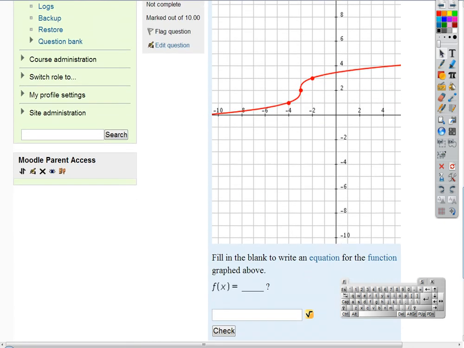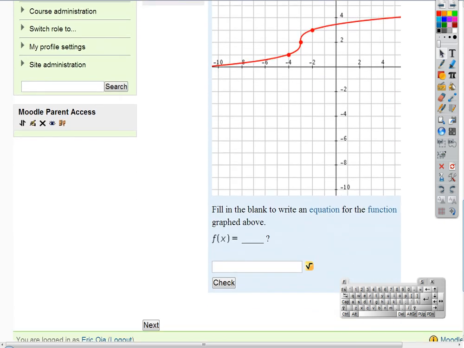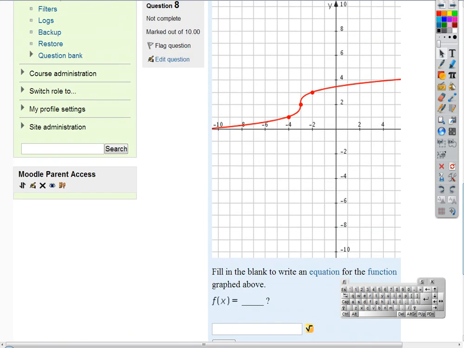Let's see, what are we doing here? It wants us to fill in the blank to write an equation for the function graphed above. Okay, now look, I've given you all the key points here. I see phones away, please. Phones away. All right, put it in your pocket.